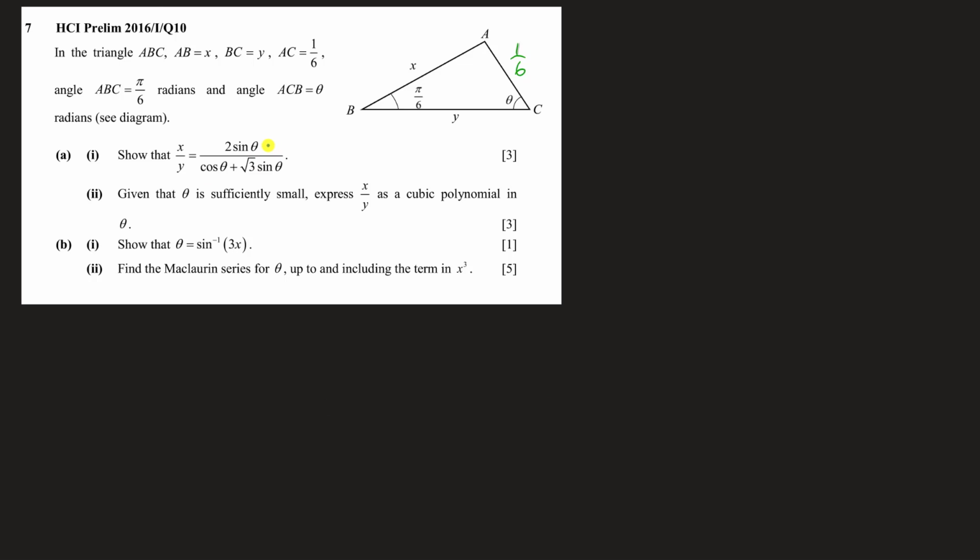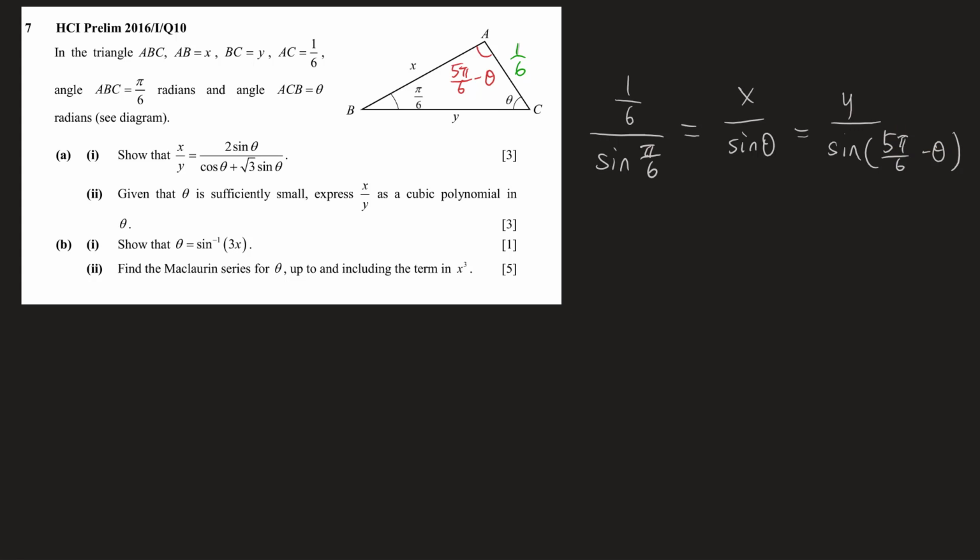For this part, you should realize that you don't have to use any differentiation, Maclaurin's expansion, or whatsoever. You just need to apply basic trigonometry you learn in E-math in Sec 3. So here, this is a clear case of sine rule, I believe. So let's apply sine rule here. 1 over 6 over sine pi over 6 equals x over sine theta, and equals y over sine of the third angle. Now what is this? This would be pi minus pi over 6 minus theta, which would give you 5 pi over 6 minus theta. So here is y over sine 5 pi over 6 minus theta.